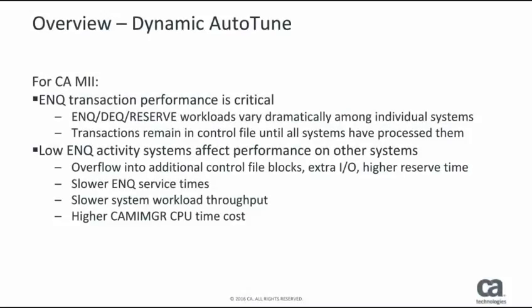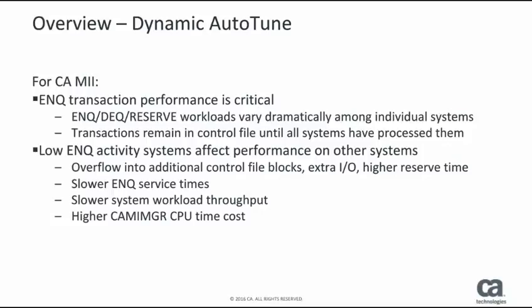For CA Multi-Image Integrity, enqueue transaction performance is critical. In many data centers, the enqueue/dequeue reserve workloads can vary dramatically among the individual systems in a MIMplex. Systems running TSO and/or lots of batch jobs might have an enqueue rate well over 100 per second, while other systems running IMS, CICS, and DB2 for online applications, the enqueue rate may be near zero for long periods of time. This situation is normal and dependent on the type of work done on each system.